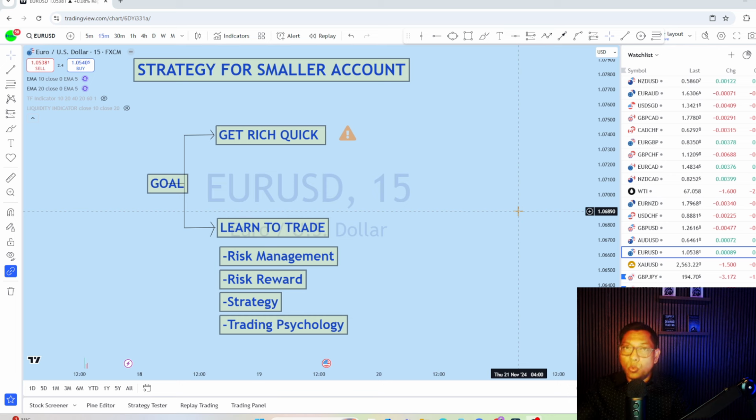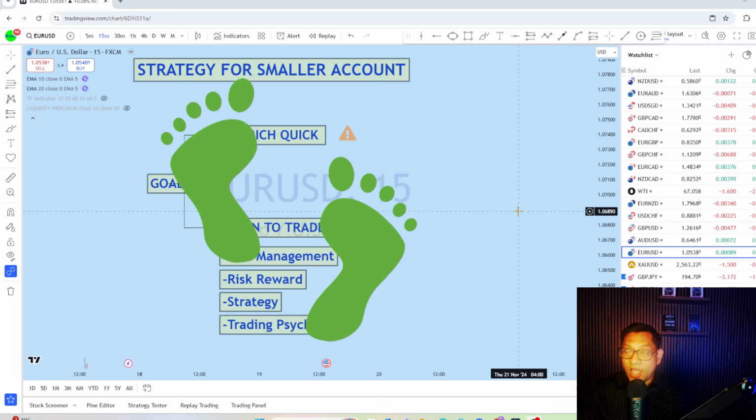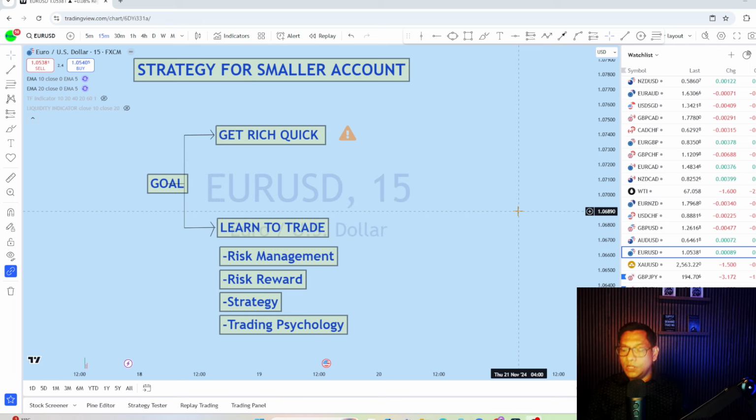Now, if you truly want to become a trader, to learn to trade, then the first step is to have a goal in mind to learn to trade. This is where it comes down to the next lesson as a trader: how do you learn to trade?